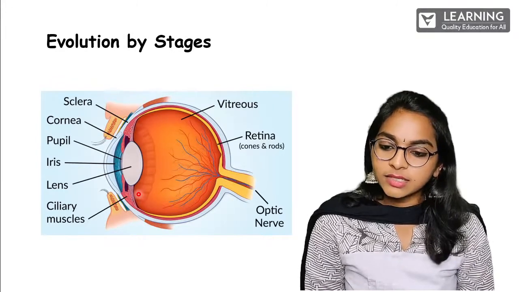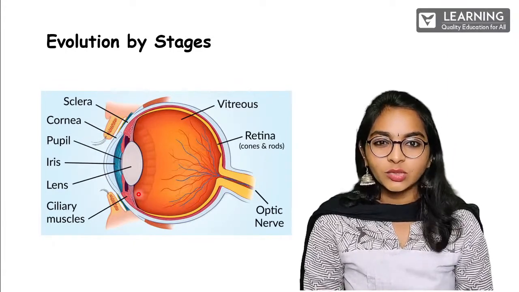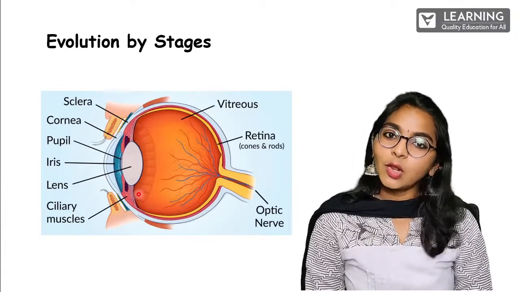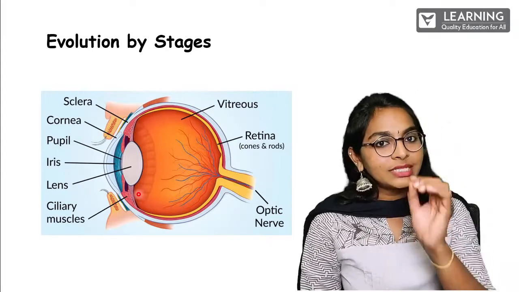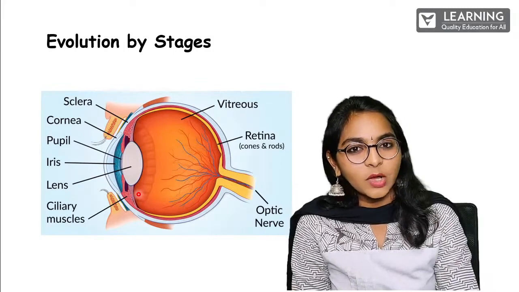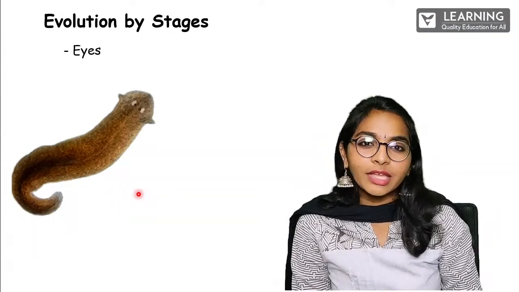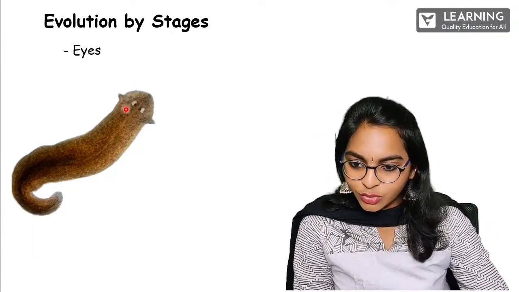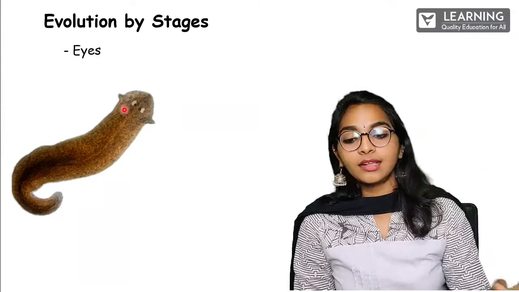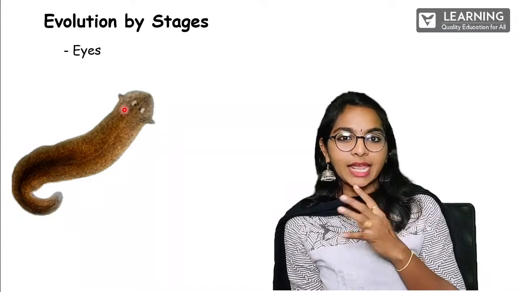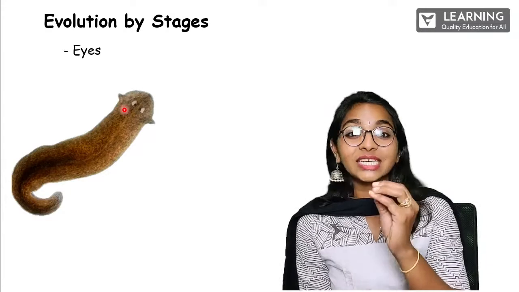There are a lot of parts here to detect light, detect movement, and sense near and far objects. There are a lot of methods. So how would it have started? We'll look at one basic organism, the planaria. Planaria is a very basic organism, and it has eyes, though very primitive, which means they can detect light. With the light, they can move.